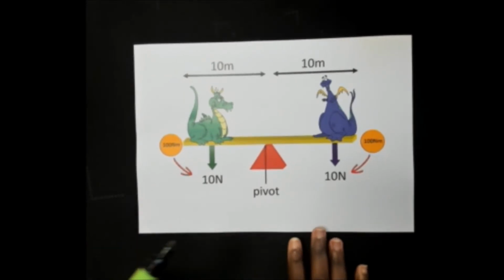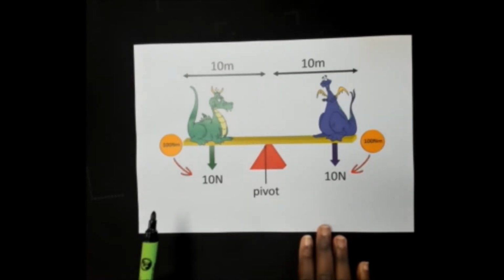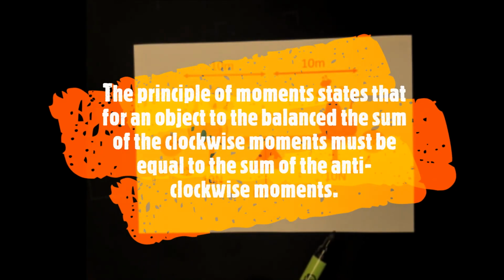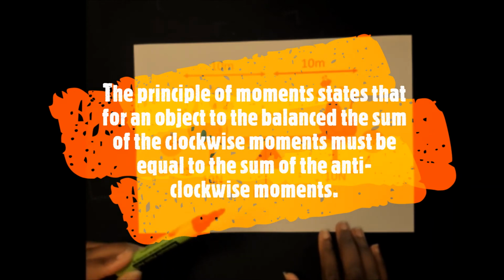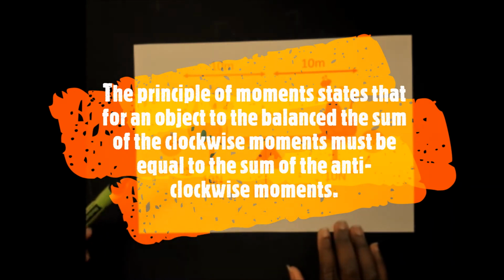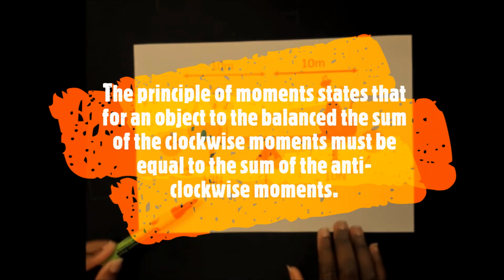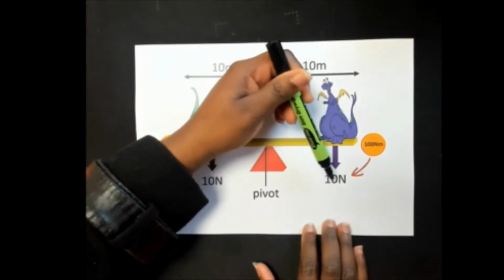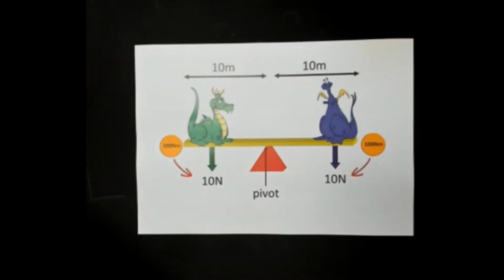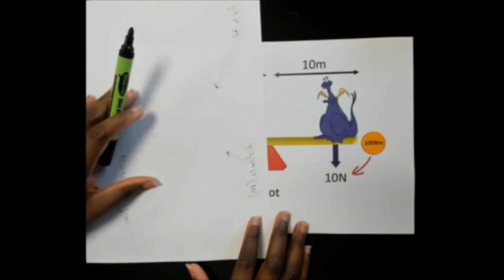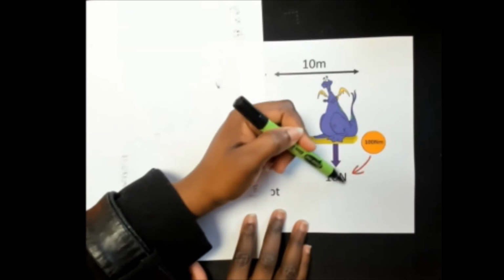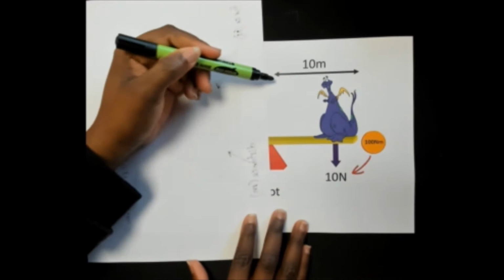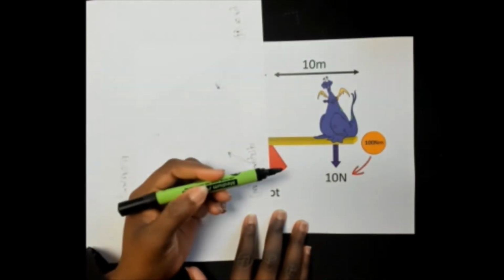There is what we call the principle of moments, and the principle of moments says that for an object to be balanced, the sum of the clockwise moments must be equal to the sum of the anti-clockwise moments. So here we have the force on the one side, so we're going to cover this side. On the clockwise moments, we have the force and the distance from the pivot. Remember, we always use the distance from the pivot.